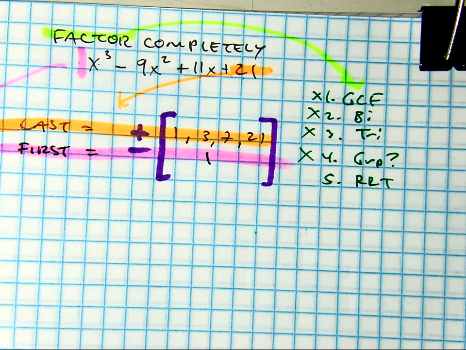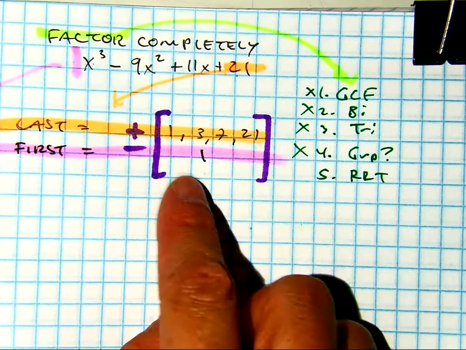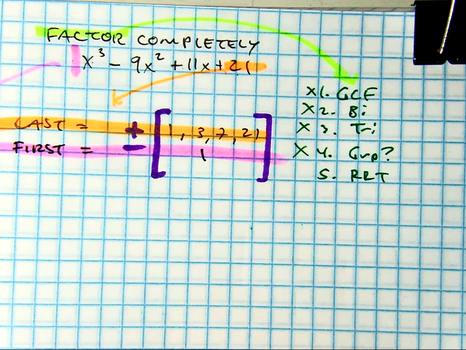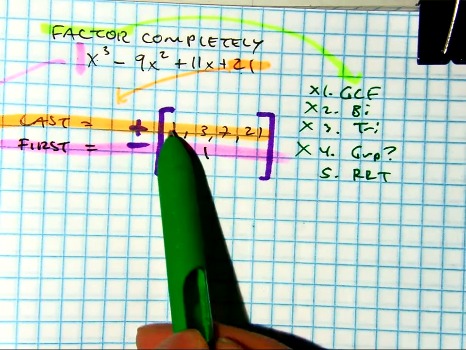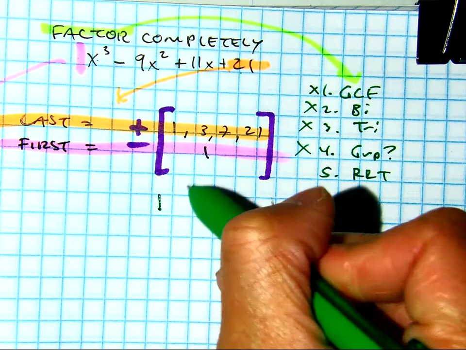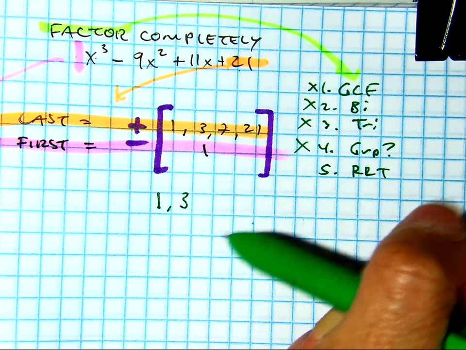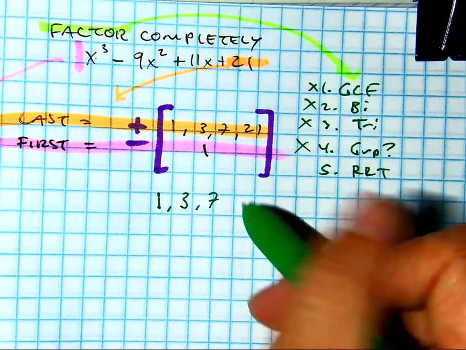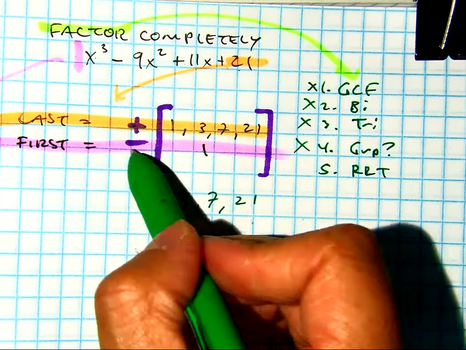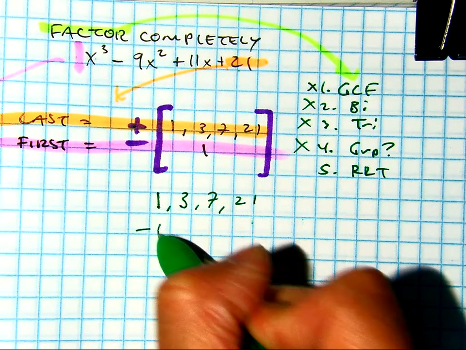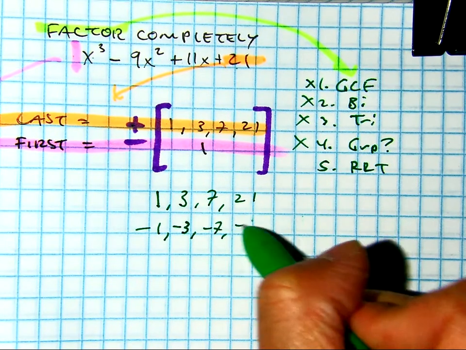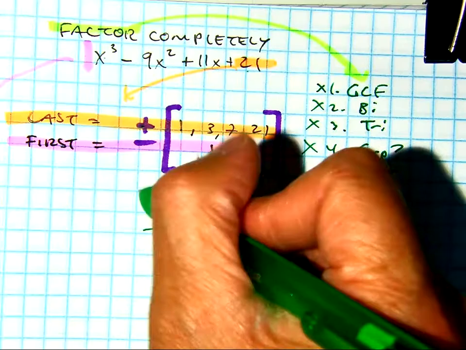So we found the first and last terms. Let's divide these. What's 1 divided by 1? 1. 3 divided by 1? 7 divided by 1? And 21 divided by 1. These are all the positives. And then what are the negatives? Negative 1, negative 3, negative 7, and negative 21. These are all of my combinations, and I need to test them.